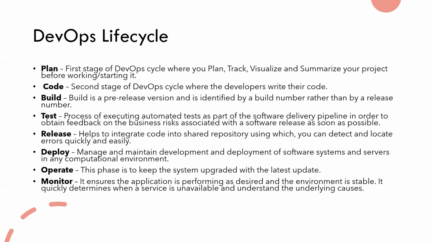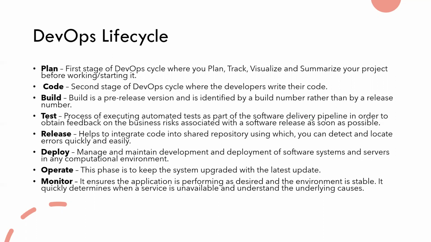plan your project, your track, you visualize it, what efforts will be applied, what all the things will be there, how you are going to summarize it, and all those things. Second stage is where your developers are going to write code and work on the code. Then you are going to build it. Build is what? Build is a pre-release version.